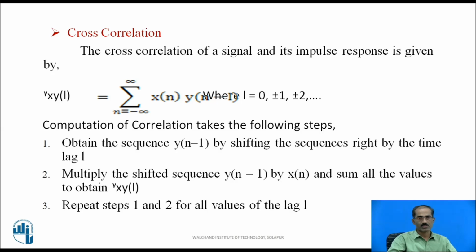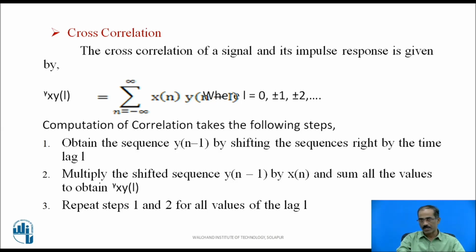Now let us move on to the cross correlation. The cross correlation of a signal and its impulse response is given by rho xy equal to summation n equal to minus infinity to infinity x of n y of n minus l, where l is equal to 0, plus or minus 1, plus or minus 2, etc. The computation of correlation takes the following steps, or we need to follow these different steps to find the cross correlation of the sequence.